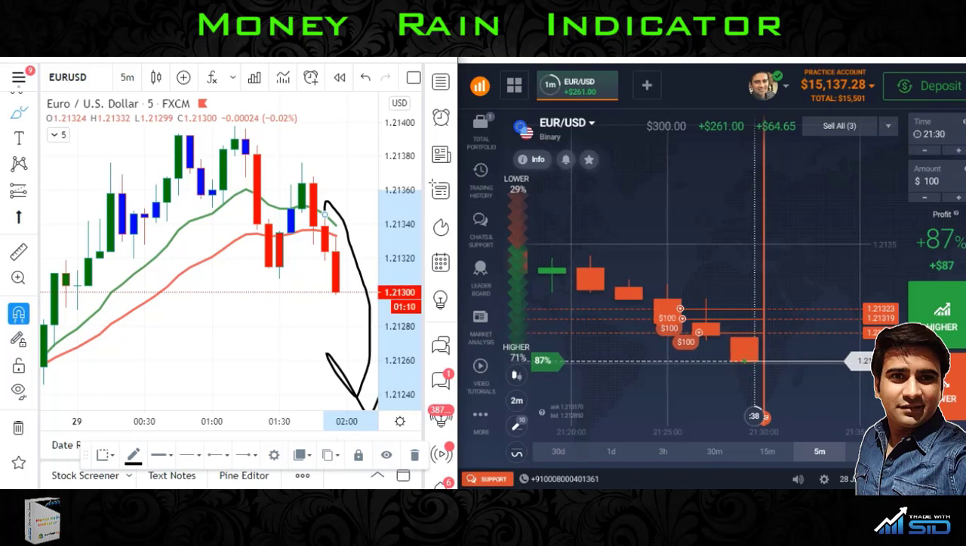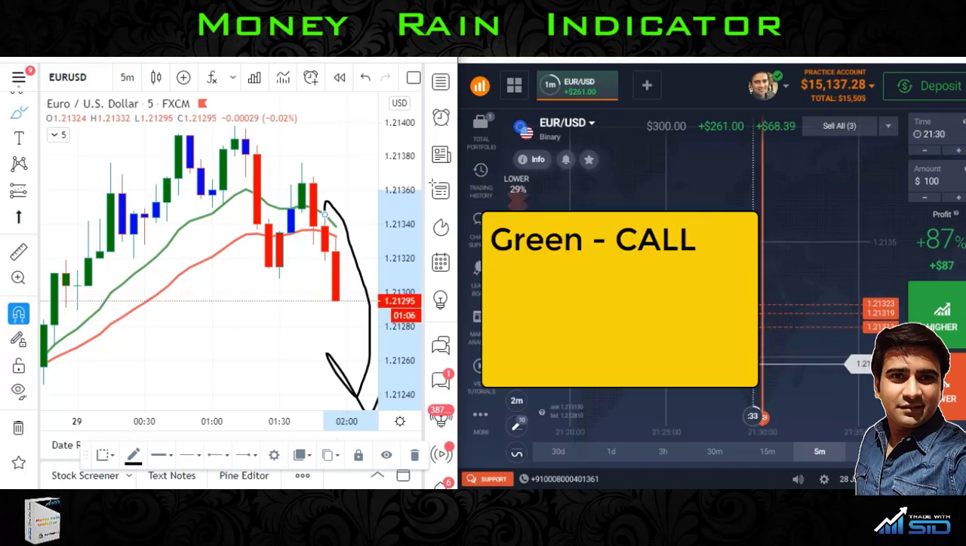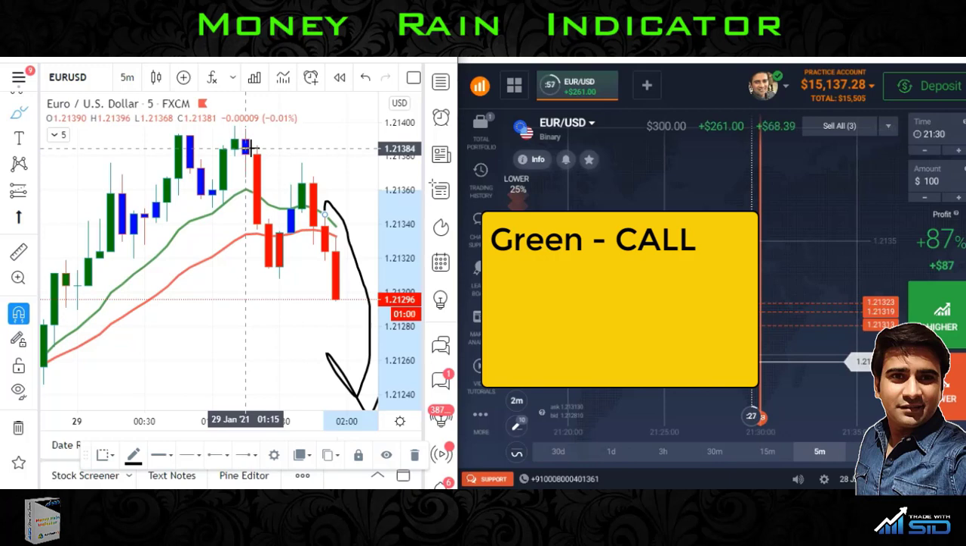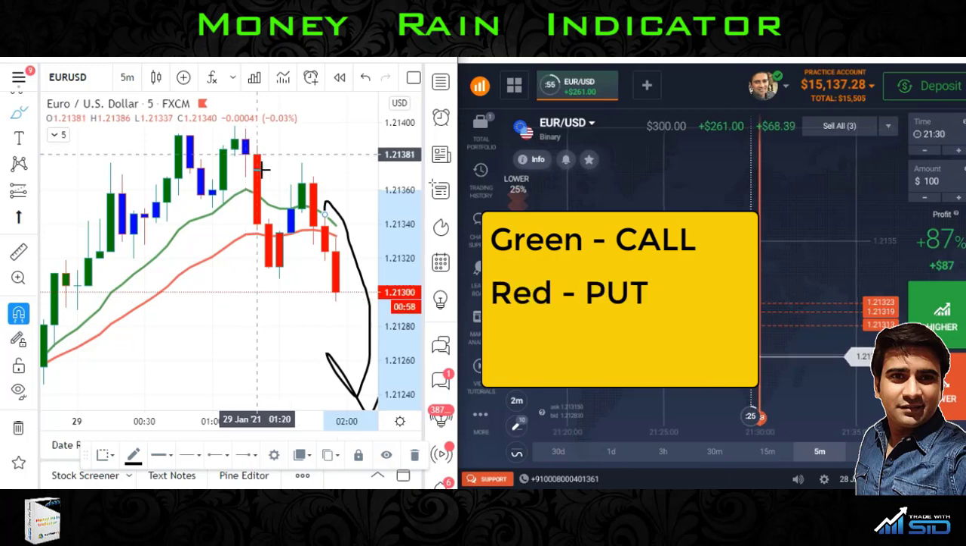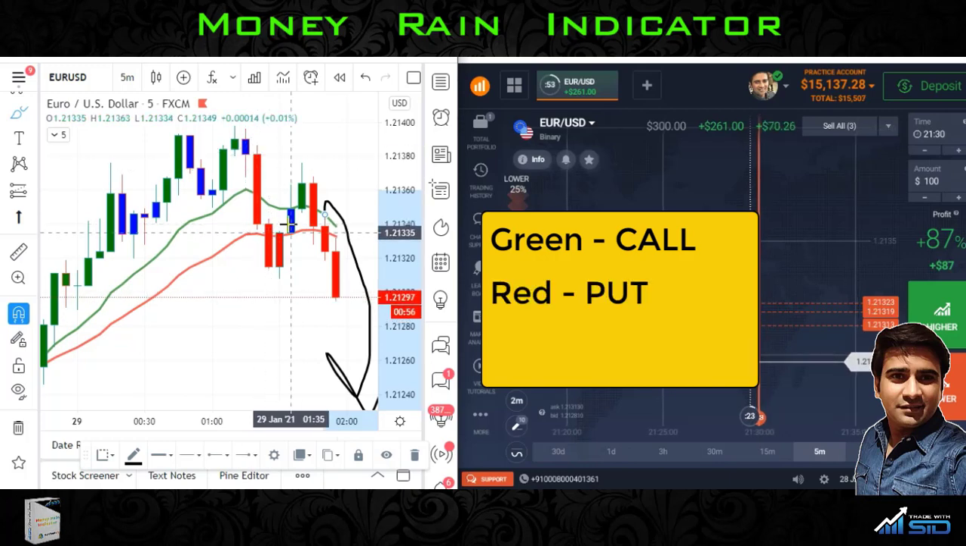Just see the power of this indicator. The price is crashing like anything. Once the color changes from green to blue, get ready for sell. No more call, only put. Red, put option. Red, put option.